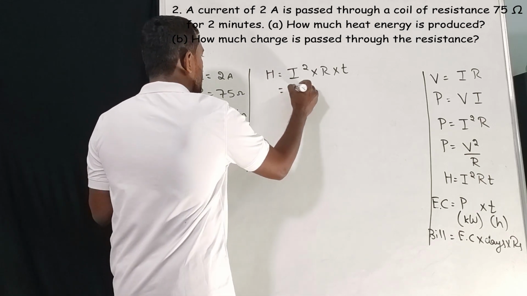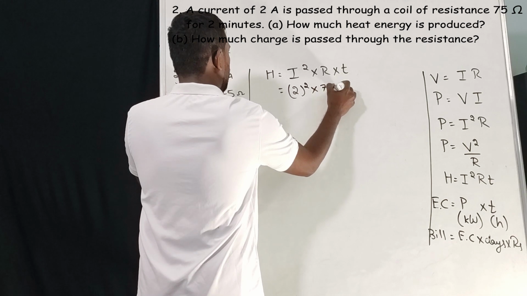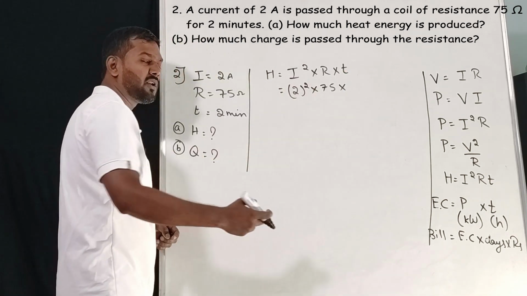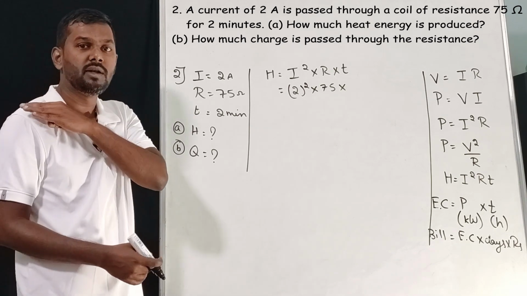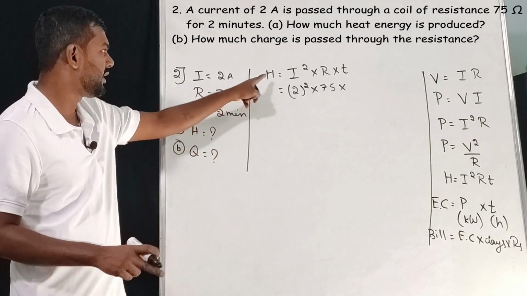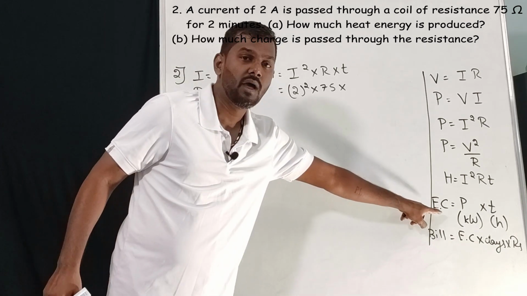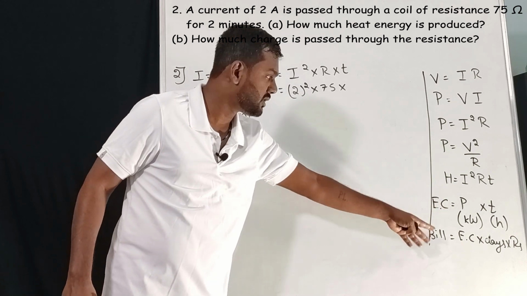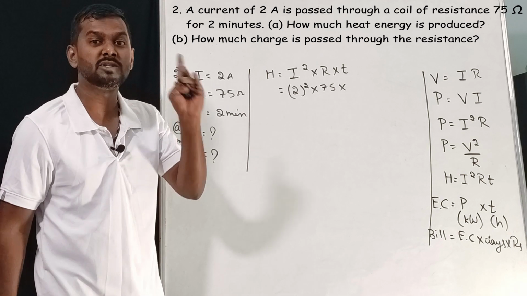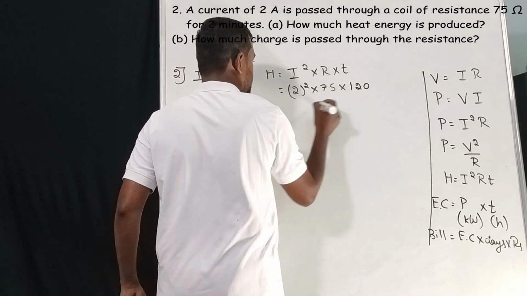Next, first we need to find I square, R 75, time 2 minutes. If you substitute 2 here, the first mark which we are going to give will be deducted. Why? Because time should be in terms of seconds. When it comes to heat energy generated, it should be in terms of seconds, except for energy consumption, where the time should be in hours. Apart from that, everywhere time should be in terms of seconds. So 2 minutes is given, 2 into 60, that is 120 seconds.